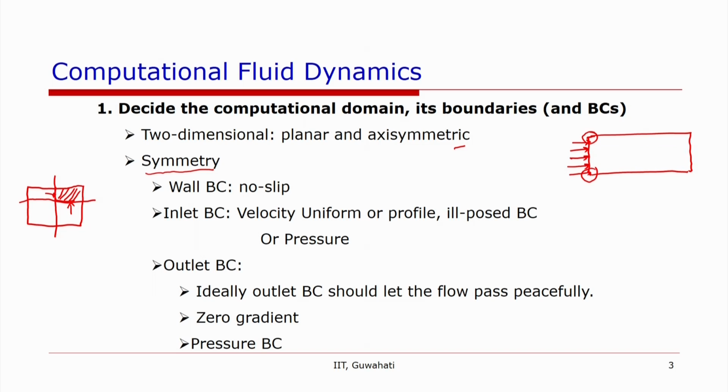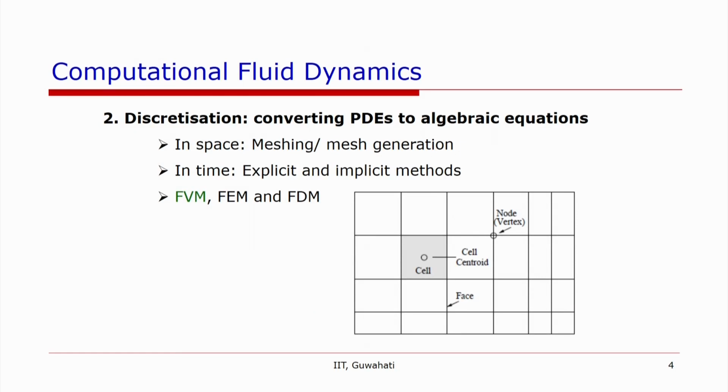At the outlet, one can have 0 gradient, which is generally known as outflow boundary condition, or constant pressure, or a pressure profile at the outlet. Okay. So, one has to define the domain and identify the boundaries and give the appropriate boundary conditions at the domain. Once we have done that, then we have formulated the problem, the equations are there, and the domain in which we want to solve and the boundary conditions are there.